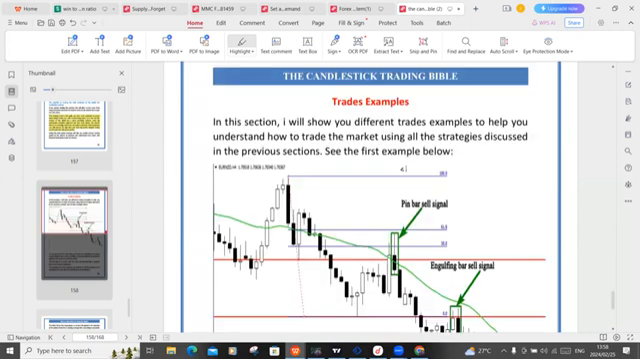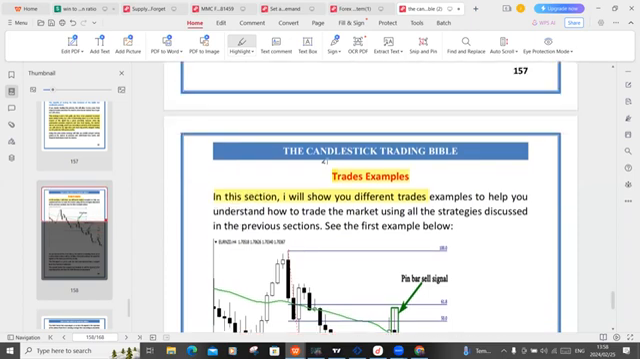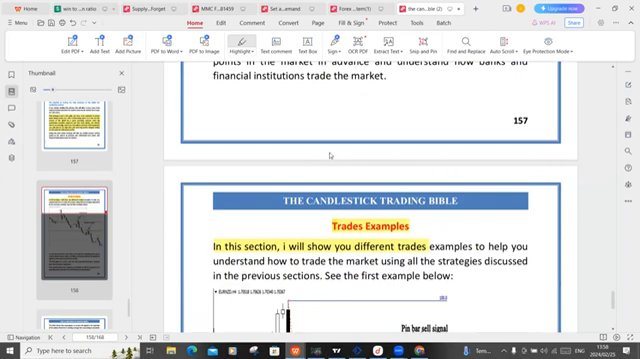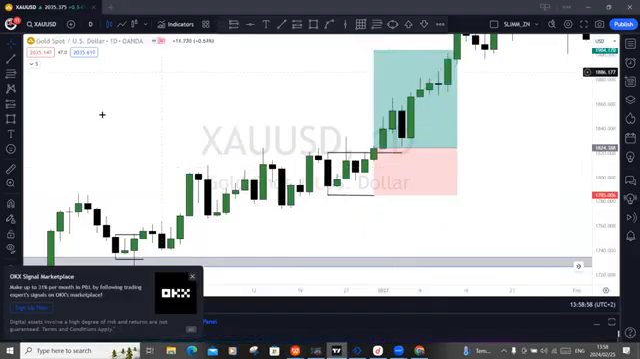Trade examples. After these examples, we're going to jump in the chart and conclude this session. In this section, we're going to show you different trade examples to help you understand how to trade the market using all strategies discussed in the previous sections. Okay, I think here they're doing a roundup. I think probably this book is near the end. So before we get into the trade examples, guys, I think it's okay if we quickly jump into the charts again.